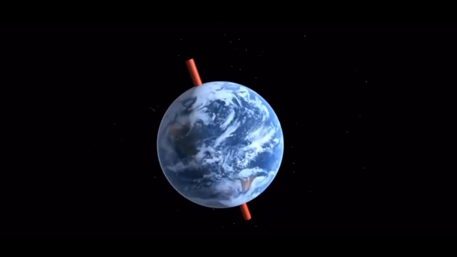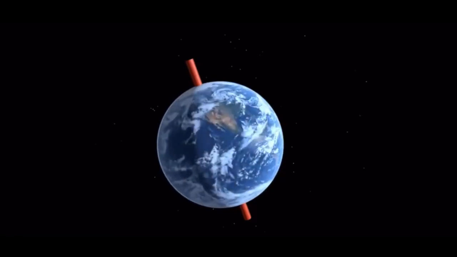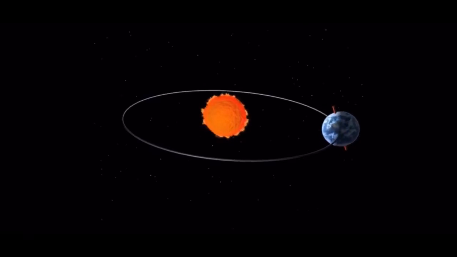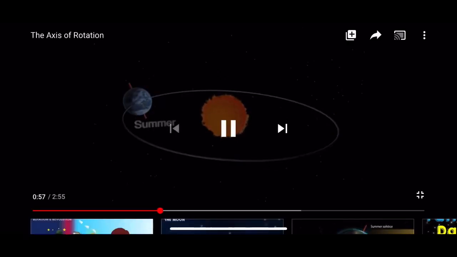The tilt of the axis affects when seasons occur. When the axis tilts toward the sun, the northern hemisphere experiences summer, while the southern hemisphere experiences winter. In half a year, the Earth will revolve elliptically counterclockwise around the sun, while the axis stays tilted at 23.5 degrees. When the axis tilts away from the sun, the northern hemisphere then experiences winter, and the southern hemisphere experiences summer.